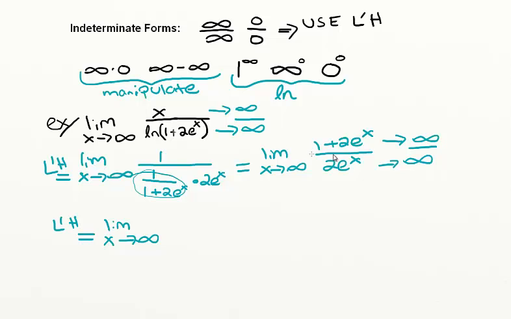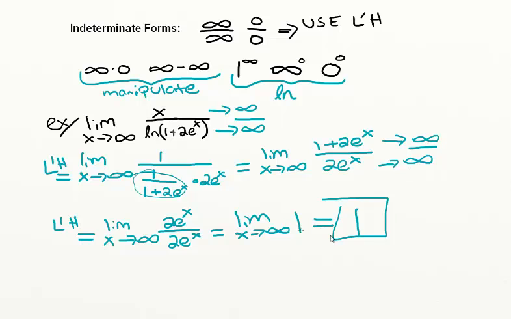The derivative of the top, well, the 1 has a derivative of 0, so the derivative of 2e to the x is 2e to the x. And we get the same thing for the denominator. So this becomes the limit as x approaches infinity. Something divided by itself is 1. Now the limit as x approaches infinity of a constant is just that constant. So now we've found the limit by using L'Hopital's rule.